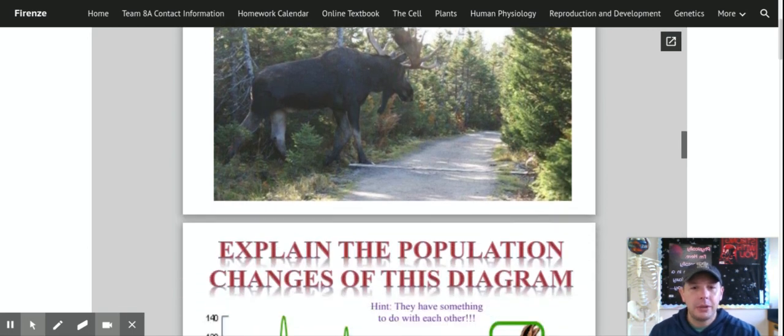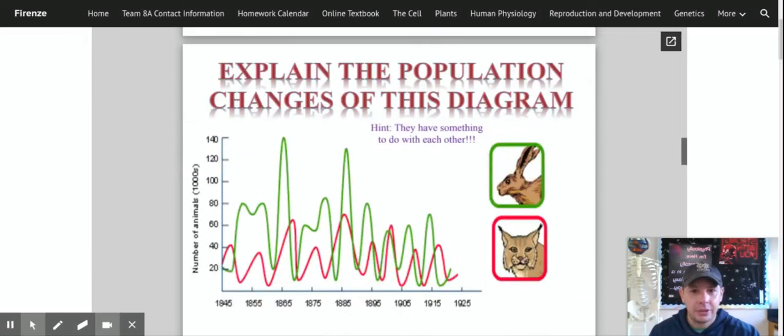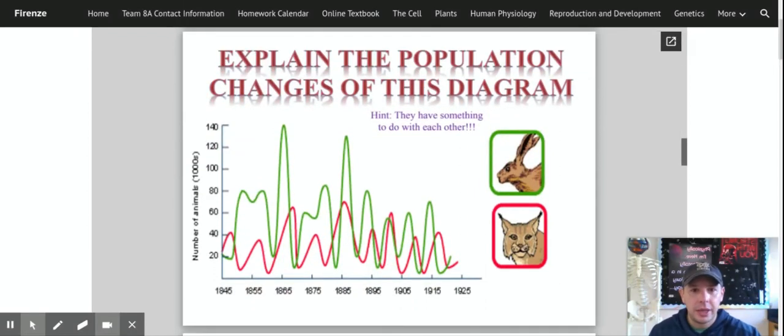Here's an example now of a biotic factor that affects populations. So we have a bobcat here, or a lynx. I believe it's a lynx, and a rabbit, and the green is the rabbit, and the red is the bobcat. And so we can see how they affect each other based on predation, a biotic factor here. So we can see here the population of the rabbit goes up higher, but the population of the bobcat goes down.